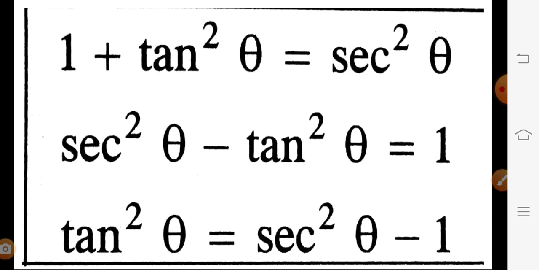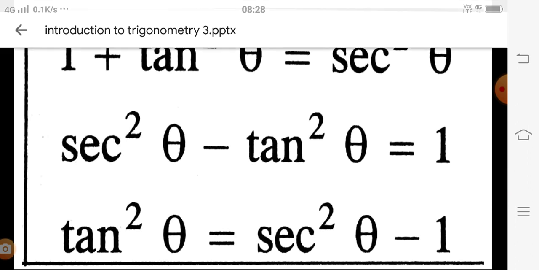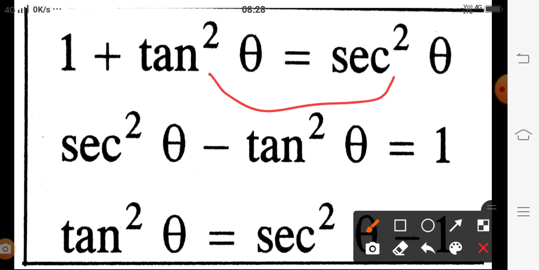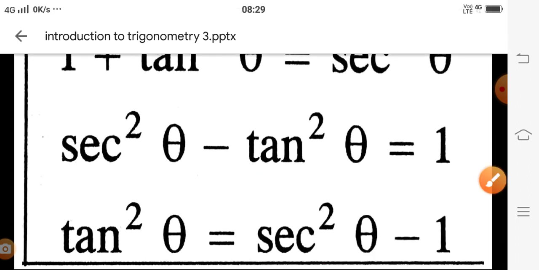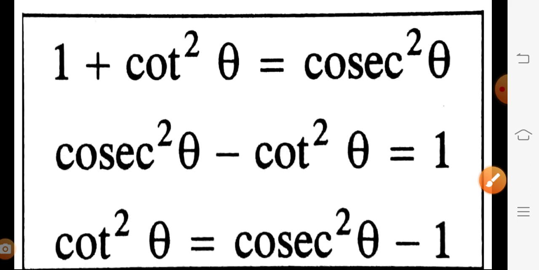Similarly, the second identity you are getting is 1 plus tan square theta, and this value is equal to sec square theta. And if you are taking tan on the other side, then what are we getting, sec square theta minus tan square theta is equal to 1. Then this one is the second identity here. And if you have to find the value of tan square theta, then tan square theta is equal to sec square theta minus 1. In place of tan square theta, we are able to write sec square theta minus 1.